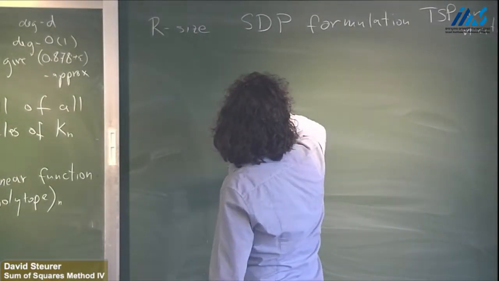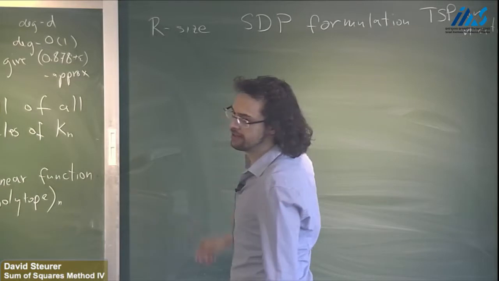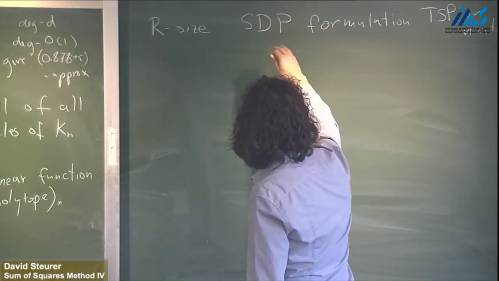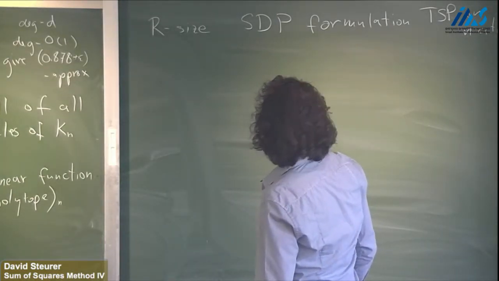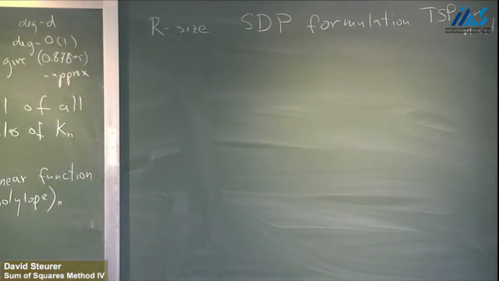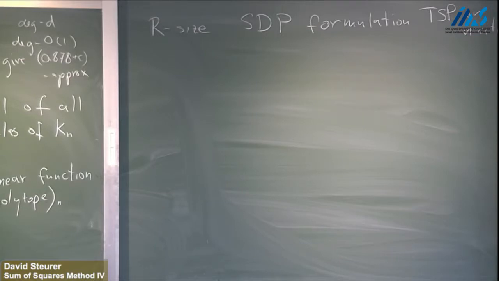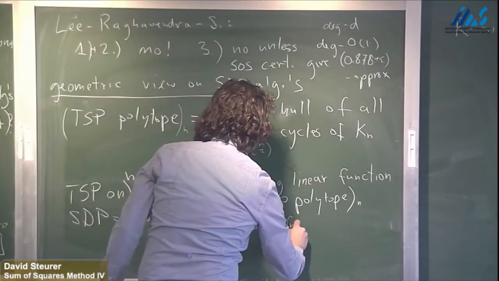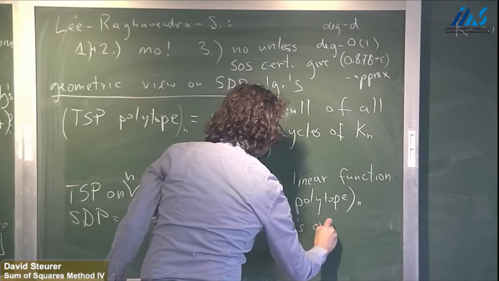I have to give you one more definition which fits here. So what is semidefinite programming? Semidefinite programming is the problem of optimizing linear functions over a spectrahedron.